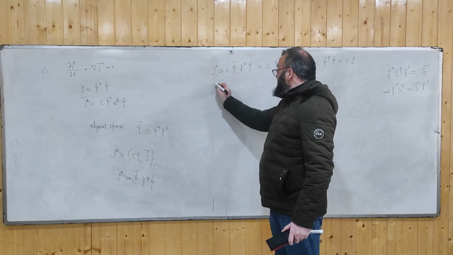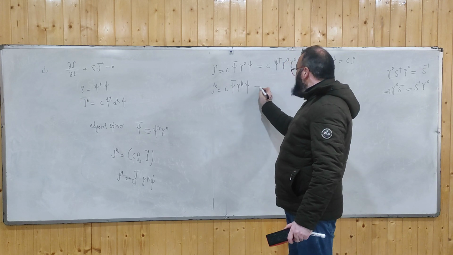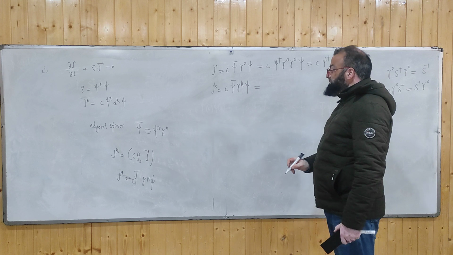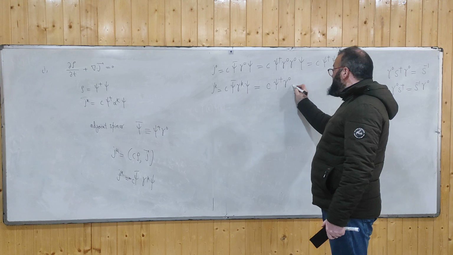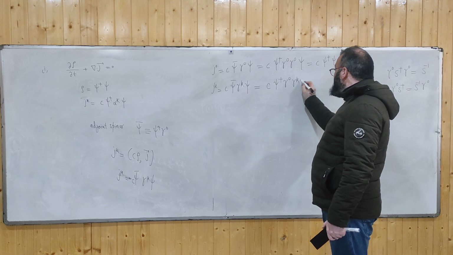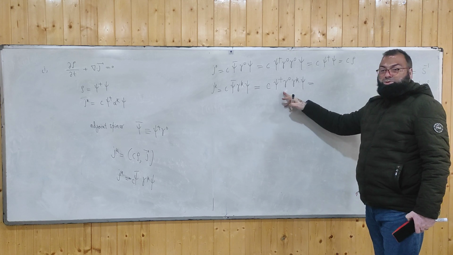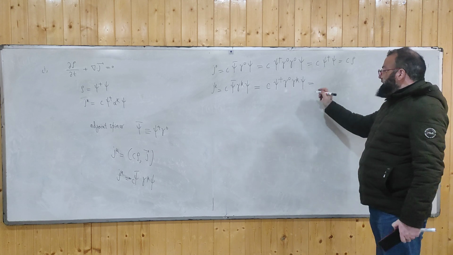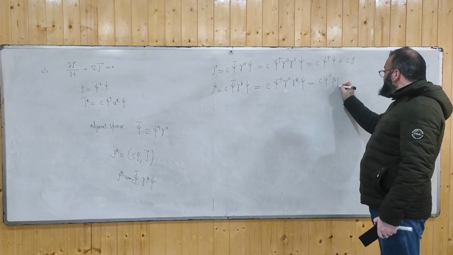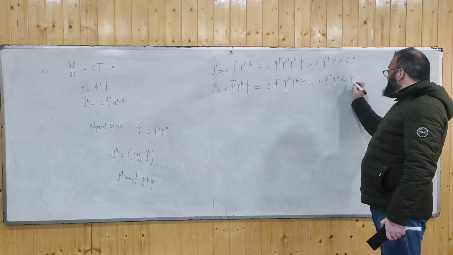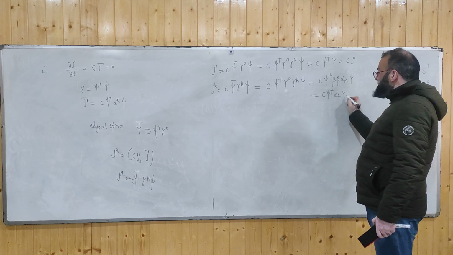Now let's take the kth element. It is C times psi bar gamma k psi. So it is C psi dagger gamma naught gamma k psi. What is gamma naught? This is actually beta. So C psi dagger beta, and what is gamma k? It's beta alpha k. Clear? Beta square is 1, so we get psi dagger alpha k psi.